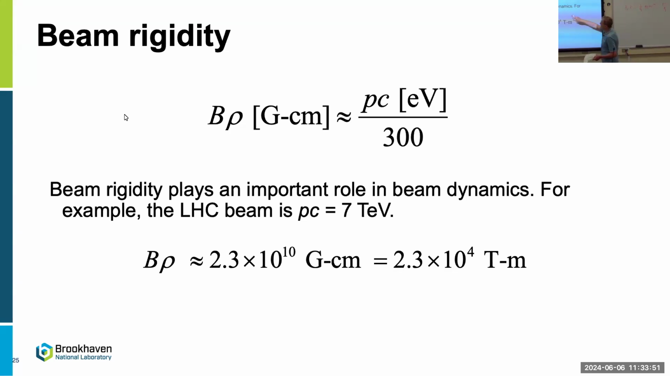So okay, how do we use this? How do we actually use this rigidity? What is called B rho, or BR, is the beam rigidity. So let's say that we are interested in knowing what is the magnetic field needed for the LHC beam at 7 TeV.